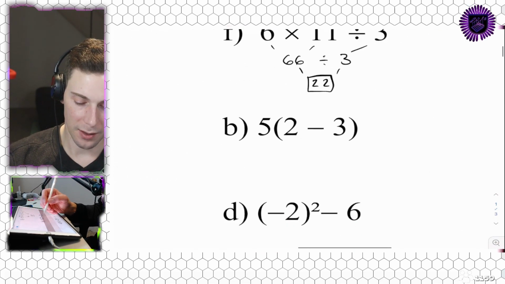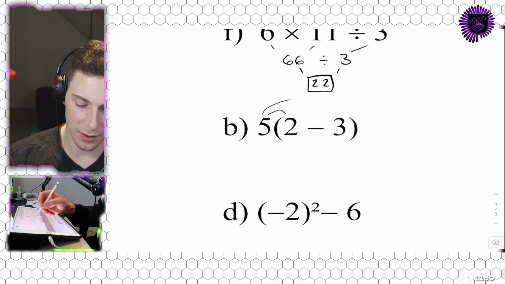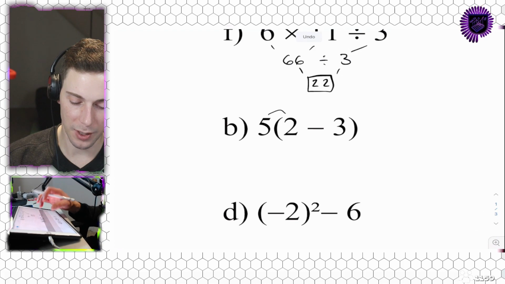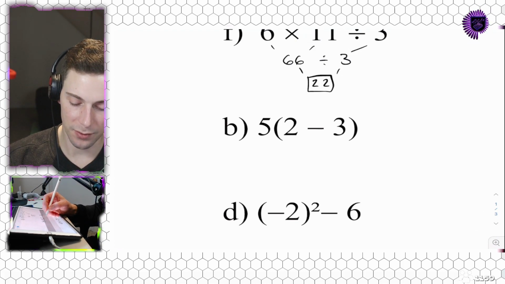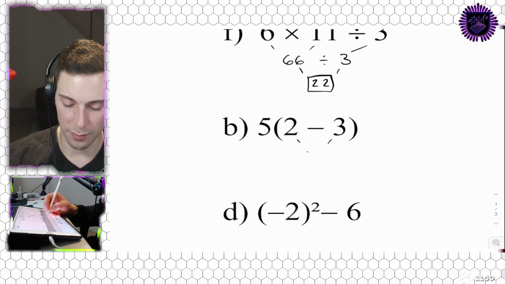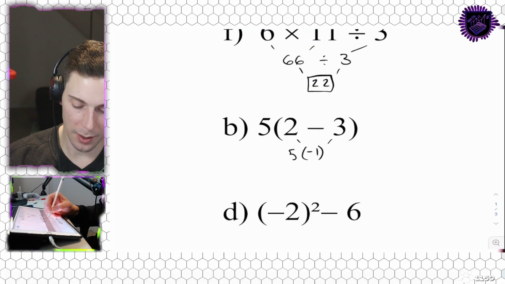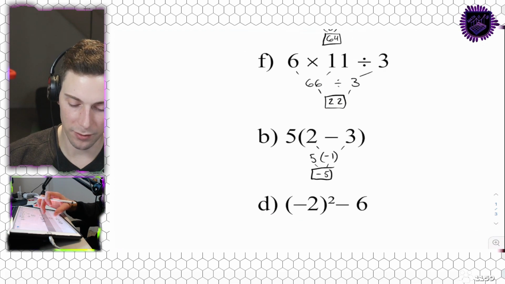Next one, again, you can think about this as distributing 5 times 2 and 5 times 3, then do inside the brackets, but it's easier for us right now if we just do the order. Do the inside of the brackets first. That's going to be negative 1. Negative 1 times 5 is going to equal negative 5. Positive times a negative is a negative.